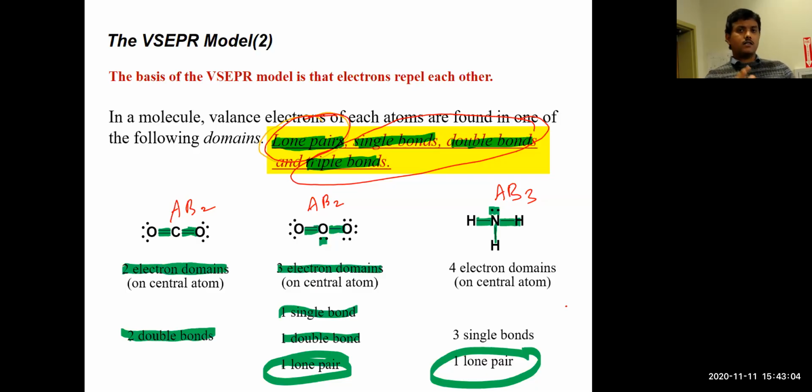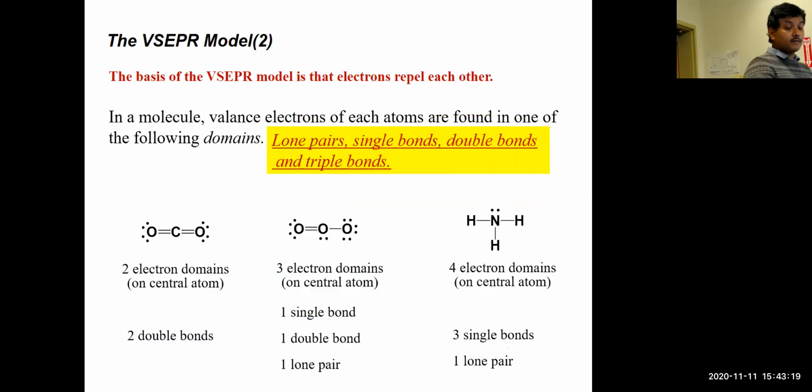I understand this is going to be a lot of information. If you need to pause the video, you can pause and rewatch it to digest this, or to summarize all of these again. This is what we did here. I need you to look for electron domains. Electron domains are lone pairs or single bonds or double bonds or triple bonds.